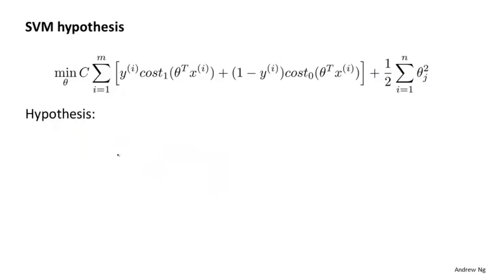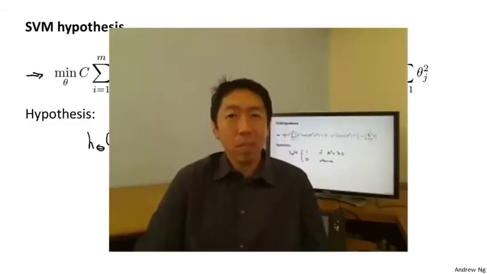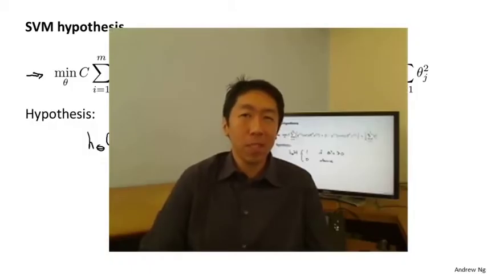Finally, unlike logistic regression, the support vector machine doesn't output a probability. Instead, we have this cost function, which we minimize to get the parameters theta. The support vector machine just makes a prediction of y being equal to 1 or 0 directly. So the hypothesis will predict 1 if theta transpose x is greater than or equal to 0, and will predict 0 otherwise. Having learned the parameters theta, this is the form of the hypothesis for the support vector machine. So that was a mathematical definition of what a support vector machine does.